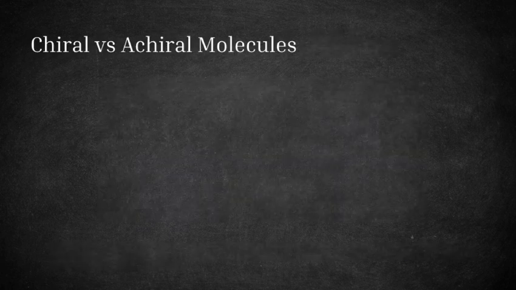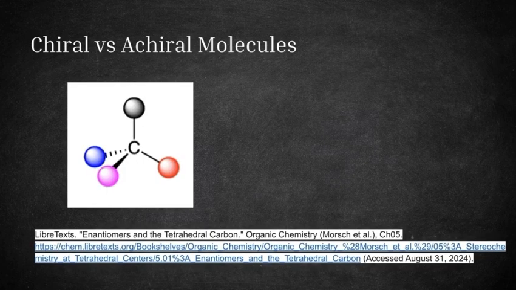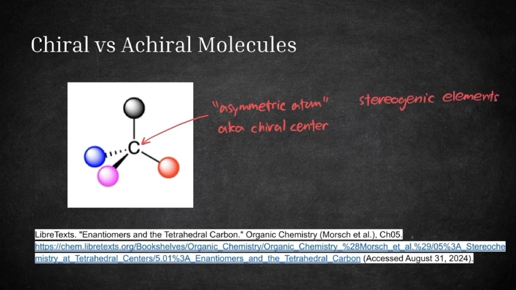Let's move on to what makes a molecule chiral. A molecule is considered chiral if it lacks an internal plane of symmetry, meaning it cannot be superimposed on its mirror image. This typically occurs when a tetrahedral carbon atom is bonded to 4 different groups, creating an asymmetric atom, also known as a chiral center. Asymmetric carbon atoms are often regarded as stereogenic elements because they can lead to pairs of stereoisomers. Because of this, the number of stereoisomers for a molecule with n stereogenic elements is typically calculated using the formula 2 to the n power.